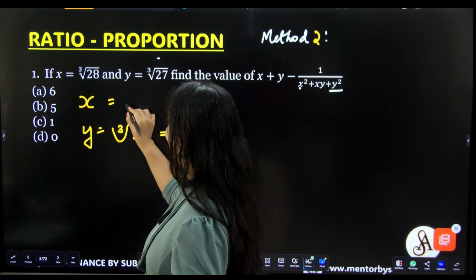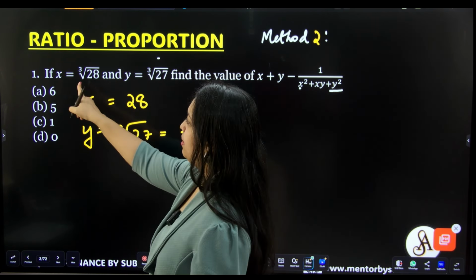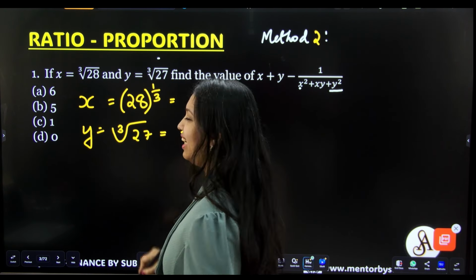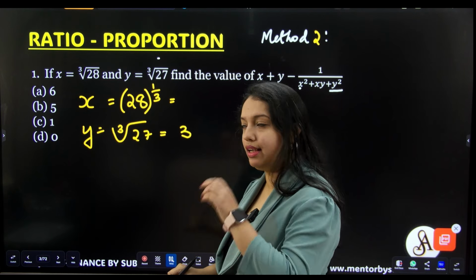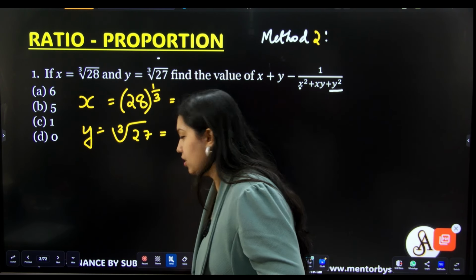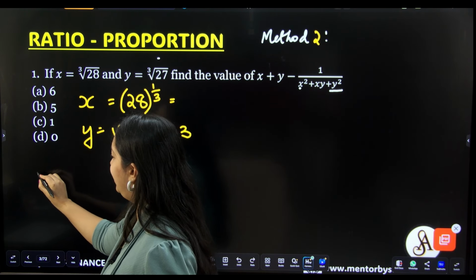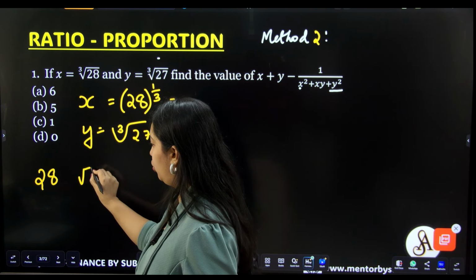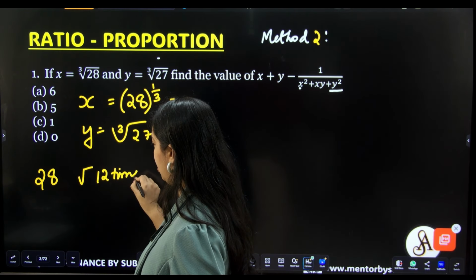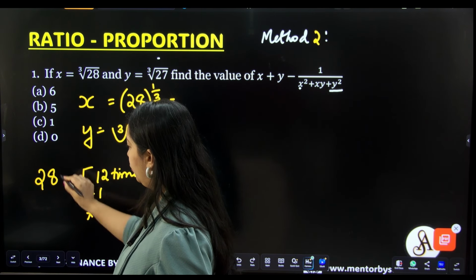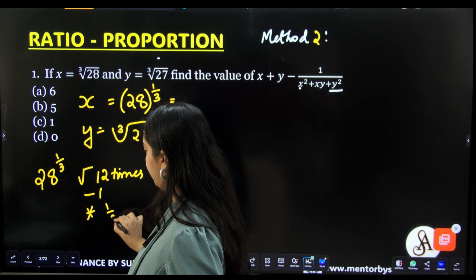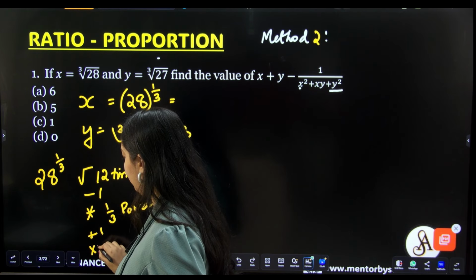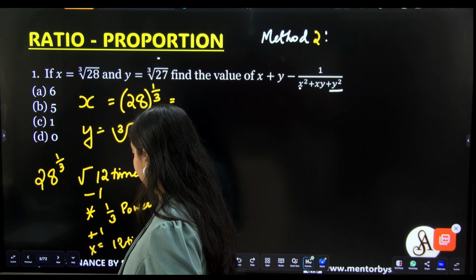The problem comes with 28. What do we mean by cube root? It is the whole to the power of 1 by 3. We will take the calculator and calculate the value of x. I'm writing the steps. After you take 28 on the calculator, press the square root button 12 times. Do minus 1, into power 1 by 3. Remember, in the third step, we are multiplying the power 1 by 3 and pressing the equal to button 12 times on the calculator.